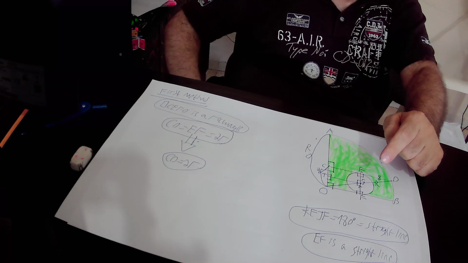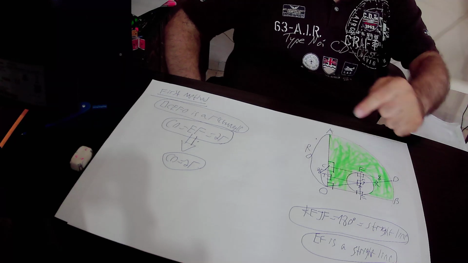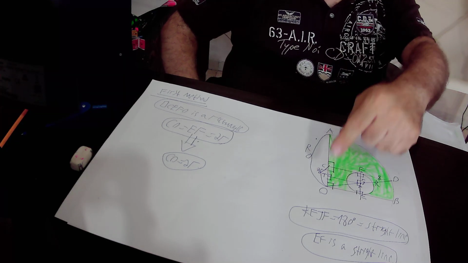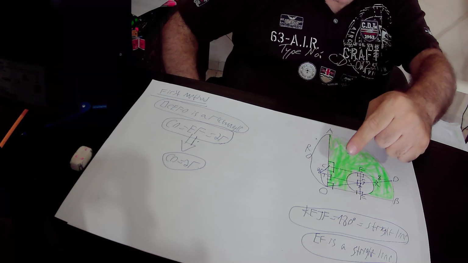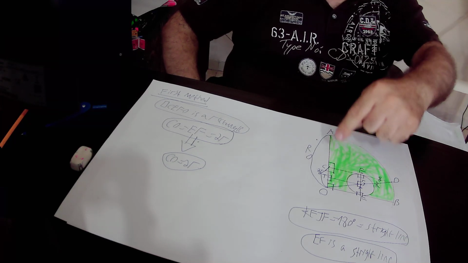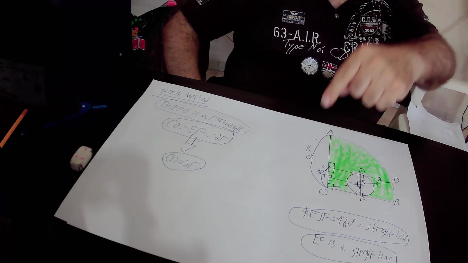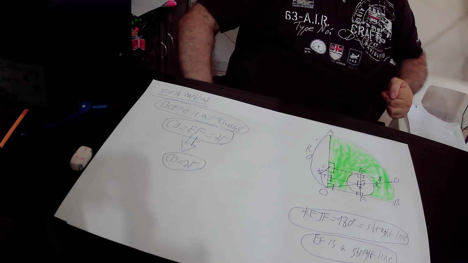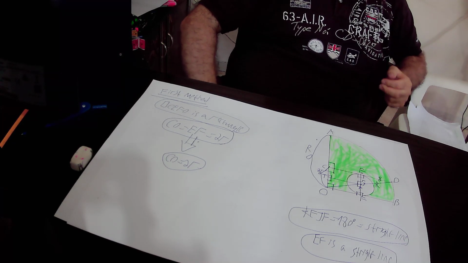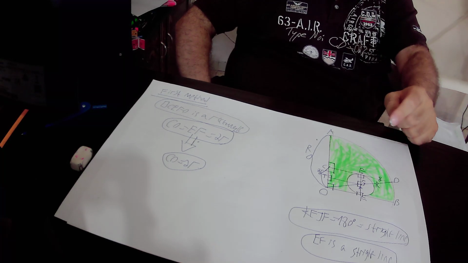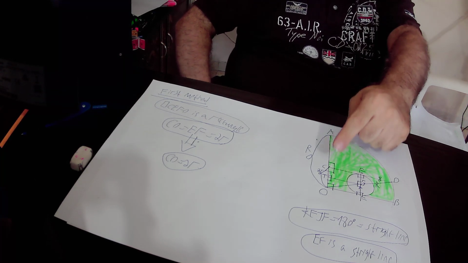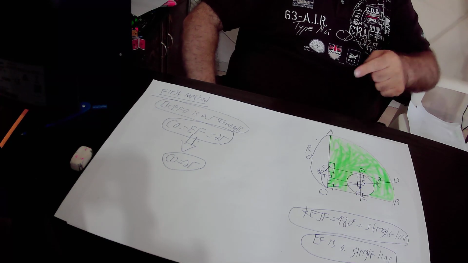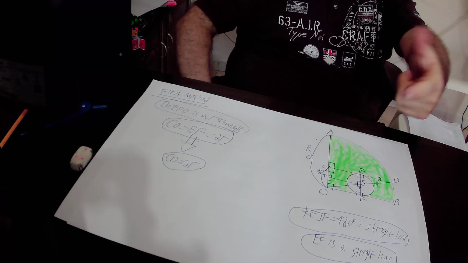Because of the fact that AOB is a quarter circle, it means that point O is the center of the quarter circle. This angle equals 90 degrees, and AO is the radius of the quarter circle that we define as capital R. Okay, so AO is the radius of the quarter circle. AO is a radius, it must be a straight line.